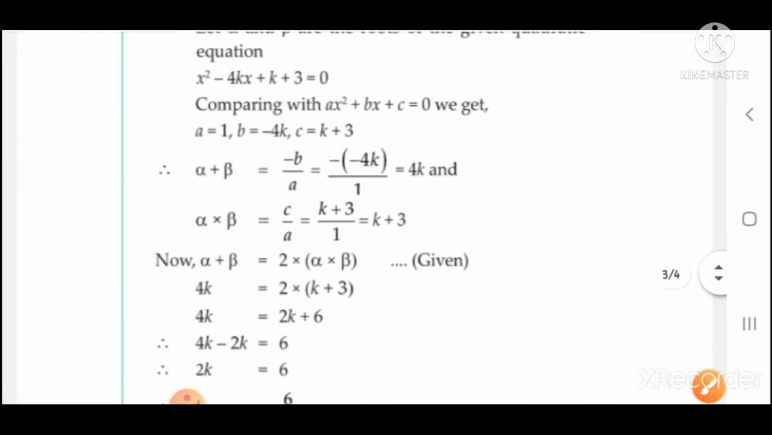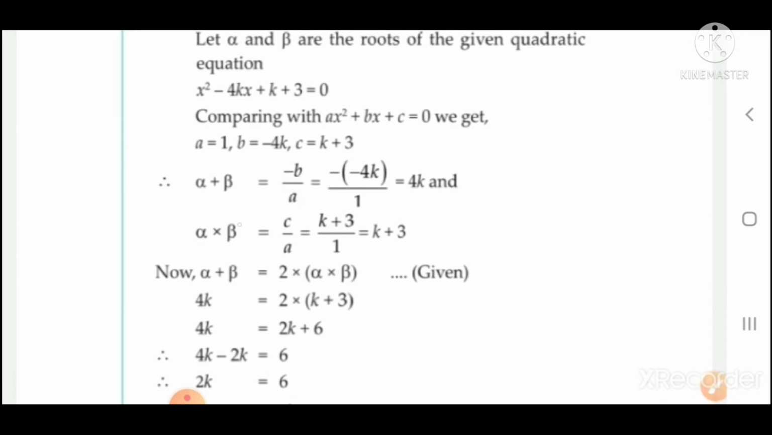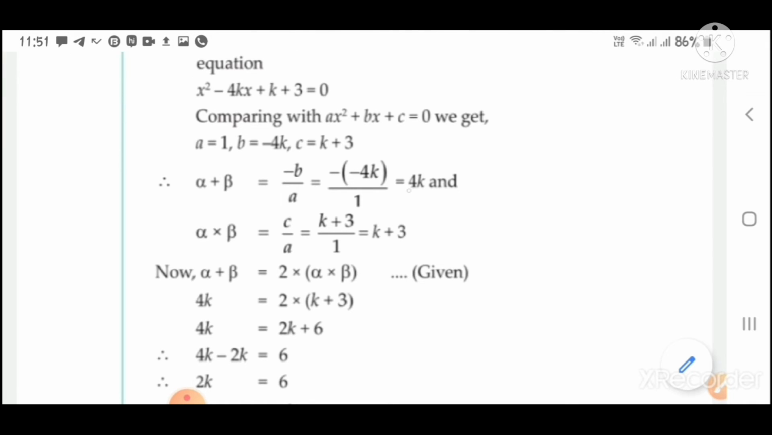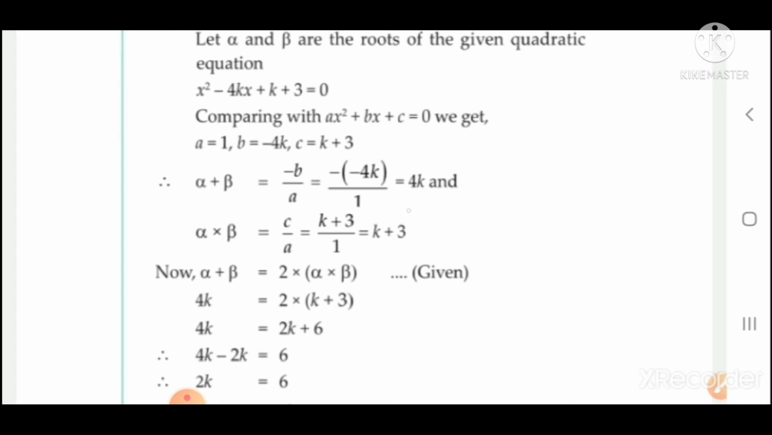Which formula? First, alpha plus beta. Alpha plus beta is what? Minus b upon a. This is the formula. So you know the value of b, that is minus 4k upon 1. So minus minus get cancelled. You get 4k. Alpha plus beta you got. Second, alpha into beta. That is c upon a. So what is the value of c? That is k plus 3 upon a. A is what? 1. So k plus 3 upon 1 is k plus 3.